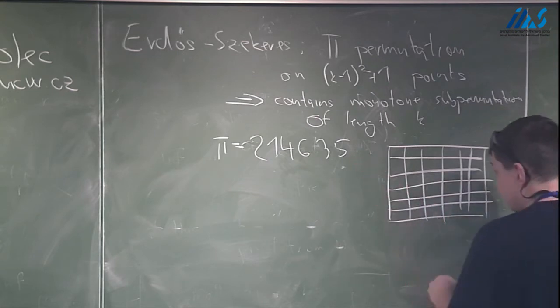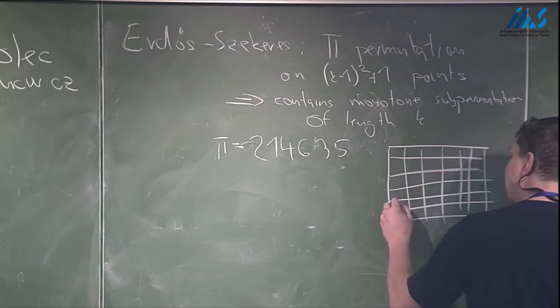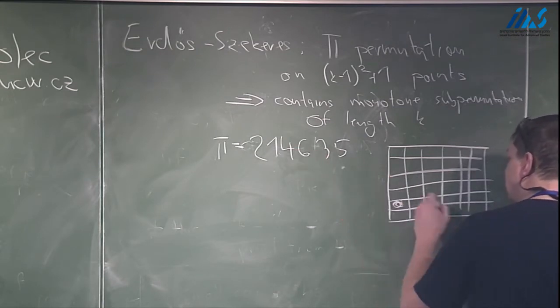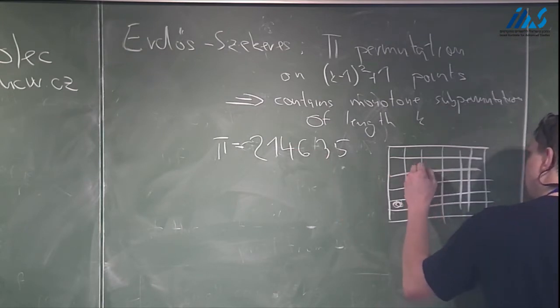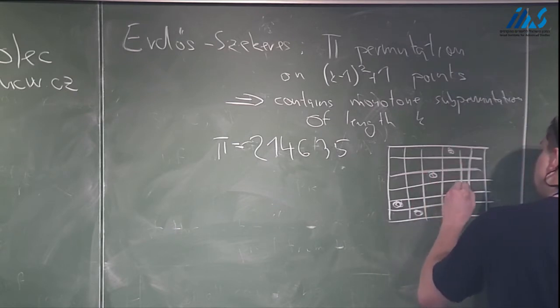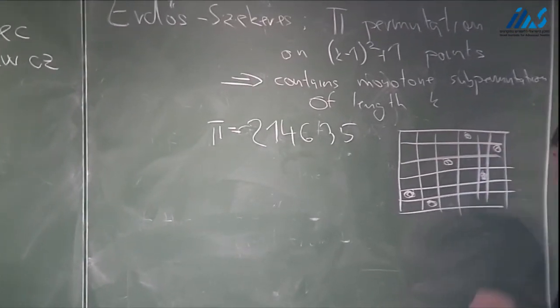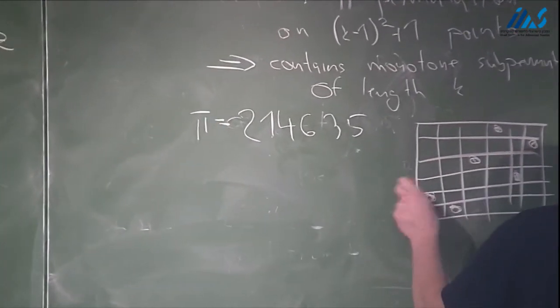Then I fill the square according to my permutation. So in the first column I put 2, then 1, 4, 6, 3, and 5. And a subpermutation would be just a cell.